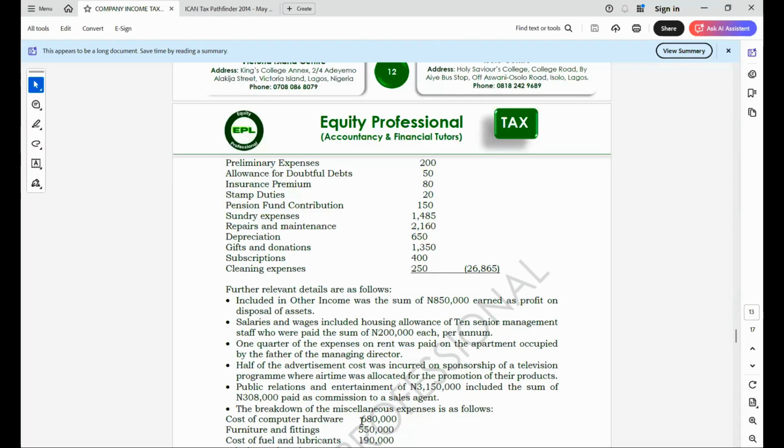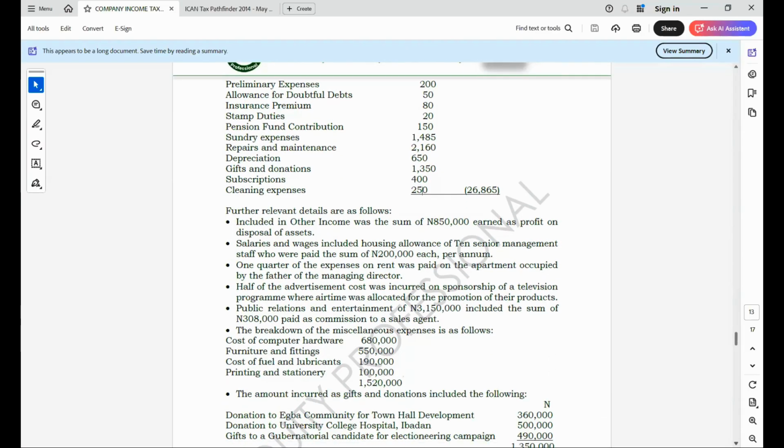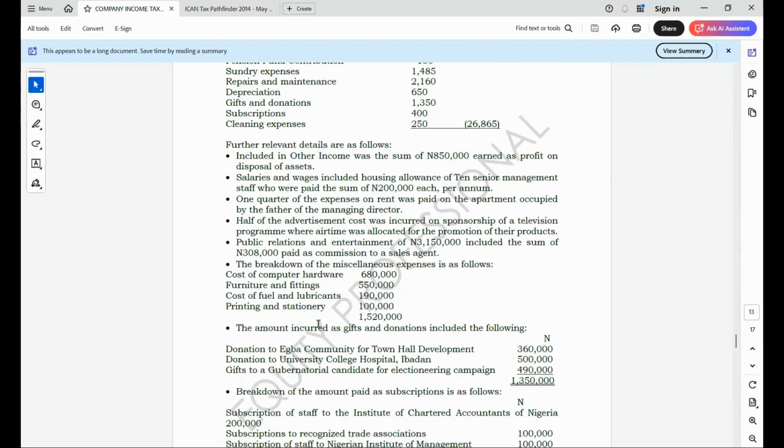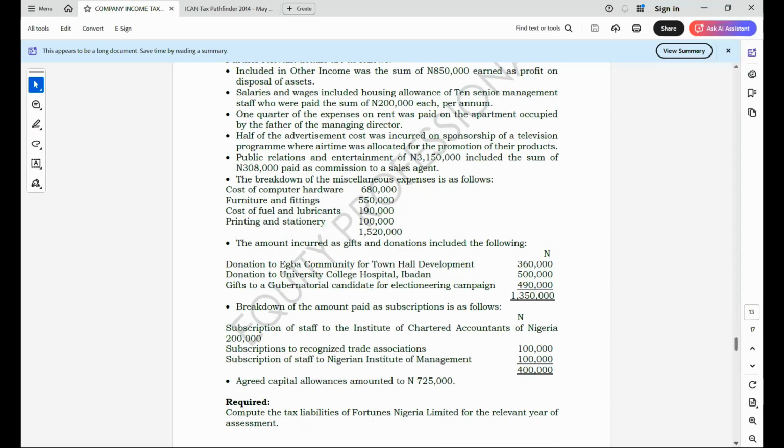The breakdown of miscellaneous expenses is as follows: cost of computer hardware, furniture and fittings, cost of fuel and lubricant, printing and stationery. The amount incurred as gift and donation included donation to Egba Community for Town Law Development, donation to University College Hospital Ibadan, and gift to a humanitarian candidate for electionary campaign. The breakdown of the amount paid as subscription is as follows: subscription of staff to the Institute of Chartered Accountants of Nigeria, 200,000; subscription to a recognized trade association; subscription of staff to Nigeria Institute of Management. Agri capital allowance amounted to 725,000.